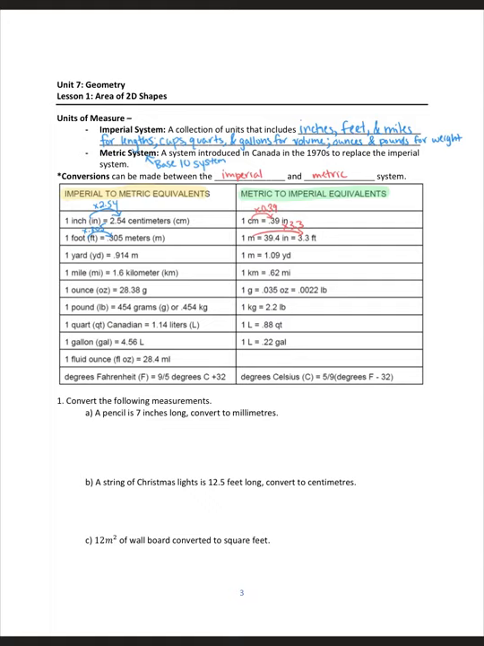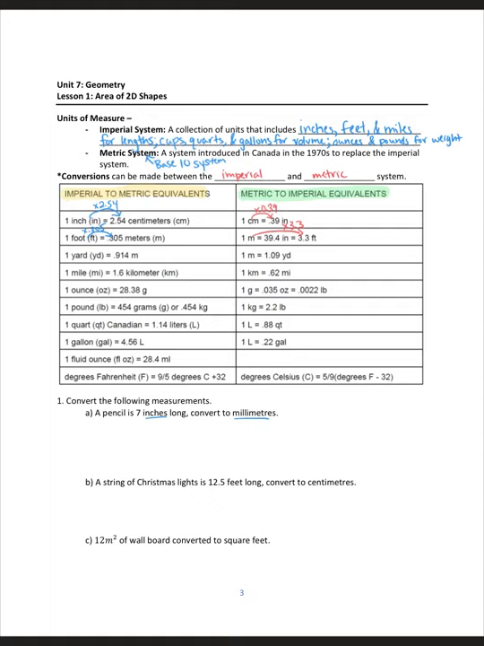So we're going to look at some of these conversions now and see if we can calculate them. So first, convert the following measurements. We have a pencil that's 7 inches long, and we need to convert it to millimeters. So we're going to go from inches to millimeters. Well, if I look up on my chart, I have inches to centimeters, right? But I don't have to millimeters. So I'm going to start by using the inches to centimeters. I'll do that for step 1.